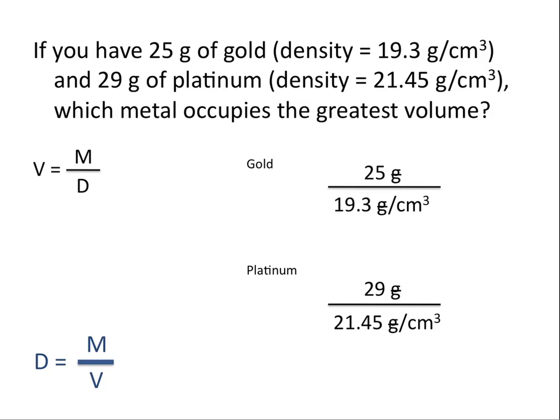When we put these values into our calculator, we can see that the gold will have a volume of 1.3 centimeters cubed, while the platinum will have a volume of 1.4 centimeters cubed, which means that the sample of platinum in this problem would occupy the greatest volume.